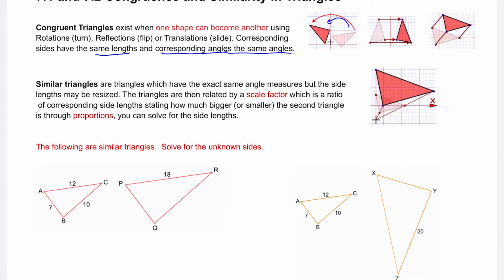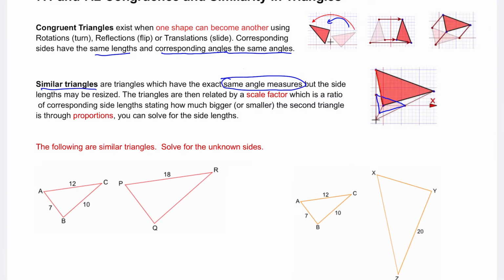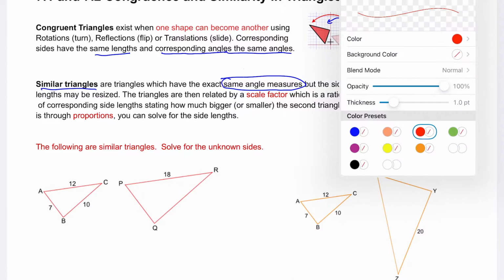Similar triangles are triangles which have the exact same angle measure. Actually, I should circle same. They are the same angle measure. That's what a similar triangle is. But the side lengths may be resized, so it might not be the same size. So you can see that this triangle right here and this triangle right here on the outside, they have the same angles. However, their lengths are surely not the same. The red one is much larger than the blue one.